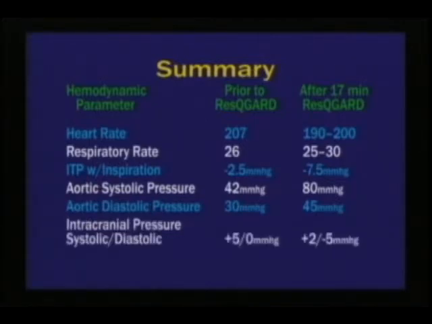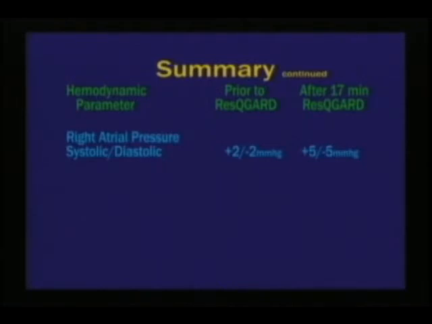Intracranial pressures decreased from about 5 over 0 millimeters of mercury to about 2 for systolic and minus 5 for diastolic. Right atrial pressure decreased from plus 2 over minus 2 millimeters of mercury before the device to about 5 over minus 5 after the device.